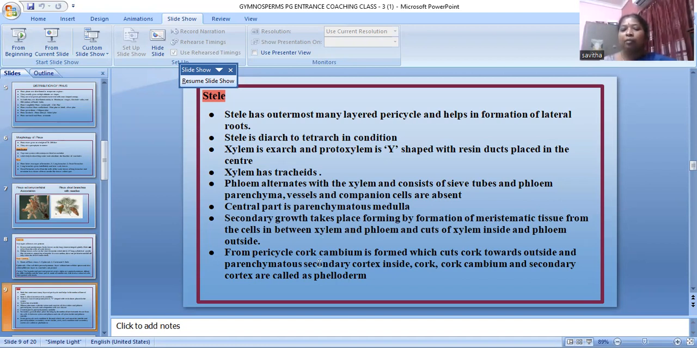From the pericycle, cork cambium is formed, which cuts off cork towards the outside and parenchymatous secondary cortex inside. Cork cambium, cork and secondary cortex together are called periderm. This is about the secondary growth in the root.